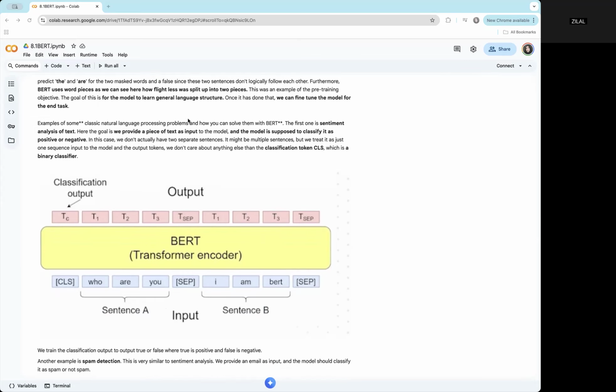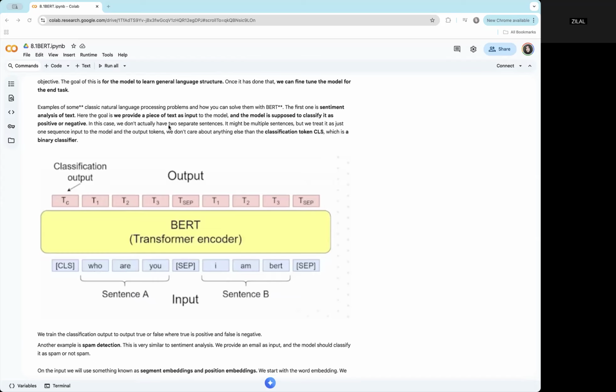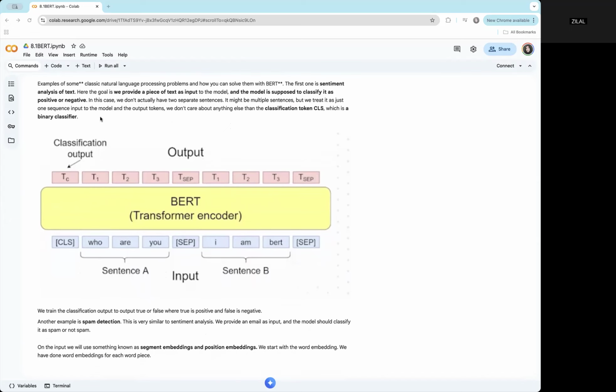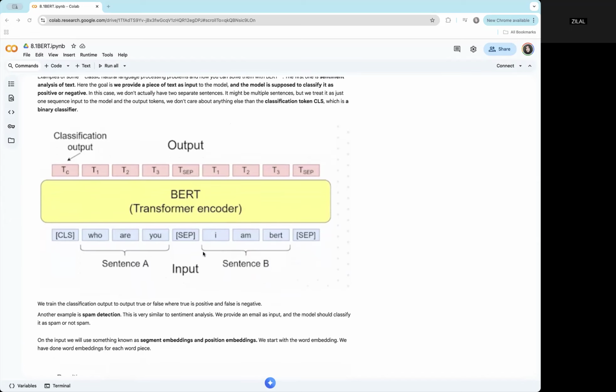The goal of this is for the model to learn general language structure. Once it has done that, we can fine-tune the model for the end task. Here are examples of some classic natural language processing problems and how we can solve them using BERT. The first one is sentiment analysis of text. Here we provide a piece of text as input to the model, and the model is supposed to classify it as positive or negative.